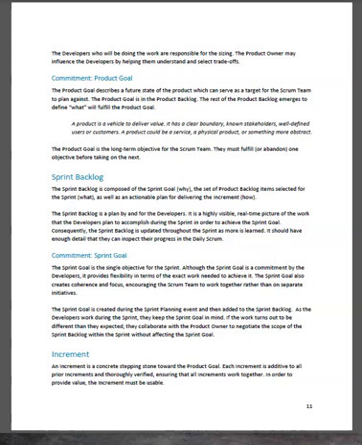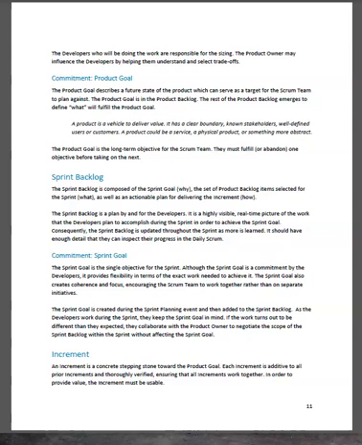Commitment: product goal. The product goal describes a future state of the product which can serve as a target for the Scrum team to plan against. The product goal is in the product backlog. The rest of the product backlog emerges to define what will fulfill the product goal.